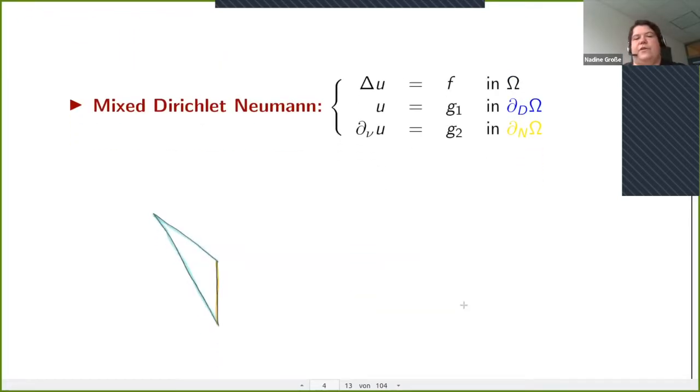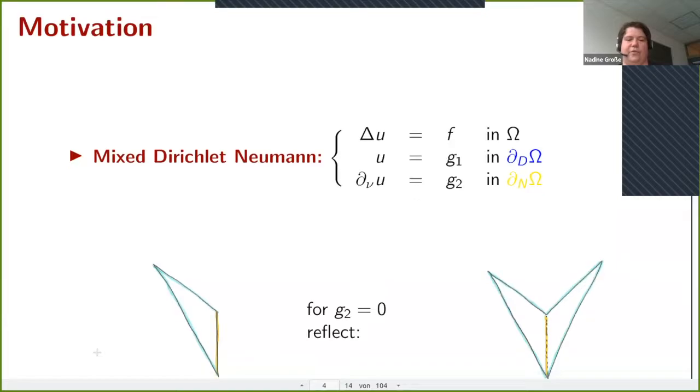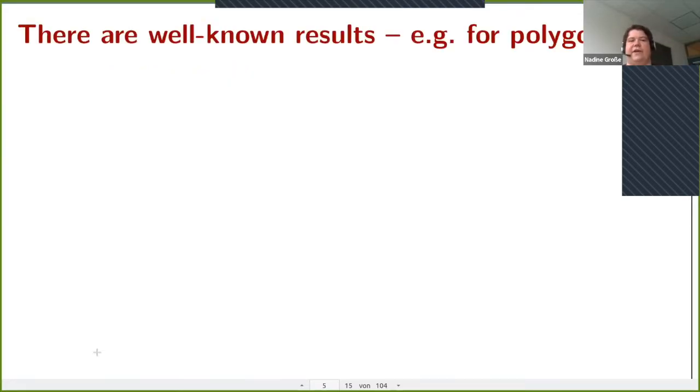And if you do not want to look at just the Dirichlet condition, but you want to divide your boundary into a Dirichlet and a Neumann boundary condition, then of course a lot of things are known. So if the blue boundary here is Dirichlet and the yellow one is Neumann, then there are easy methods where you can reduce this to your old problem. For example, here you can just reflect at the Neumann boundary part and have a full Dirichlet. Yeah, so a lot of things are done. So there are very well-known results, for example, for polygons.